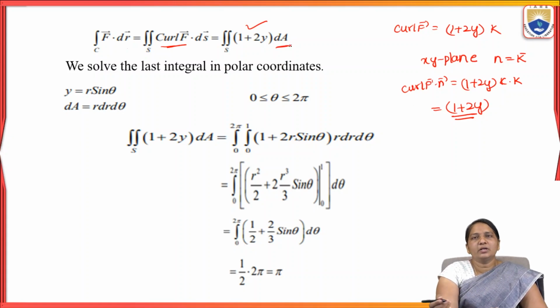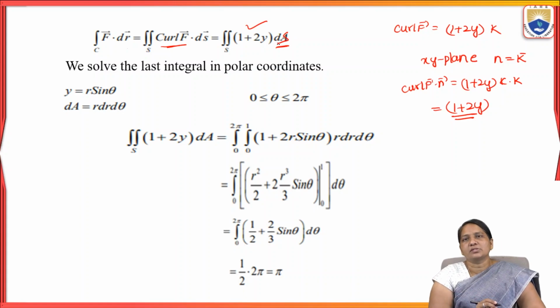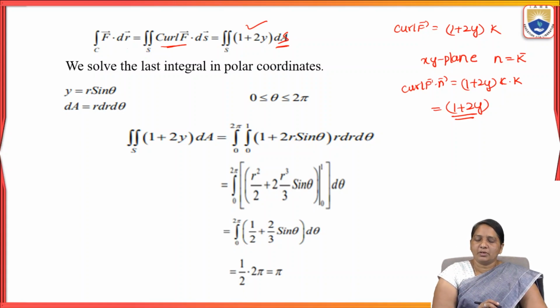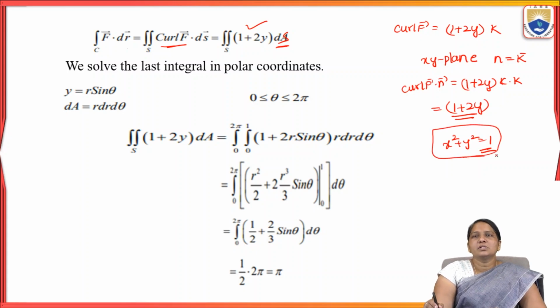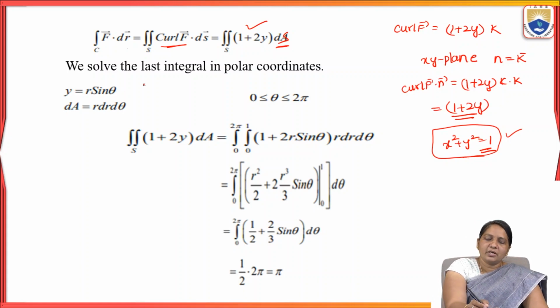So here we are taking dA or ds. Which one are we going to take? Here I am going to use polar coordinates because I have x square plus y square equal to 1. This is a circle, so I can use polar coordinates to simplify very easily. If I take Cartesian also I can do, but polar coordinates will be easy. We can get the answer in 1 or 2 steps, while Cartesian is a little bit lengthy. So that's why I am solving this integral using polar coordinates.